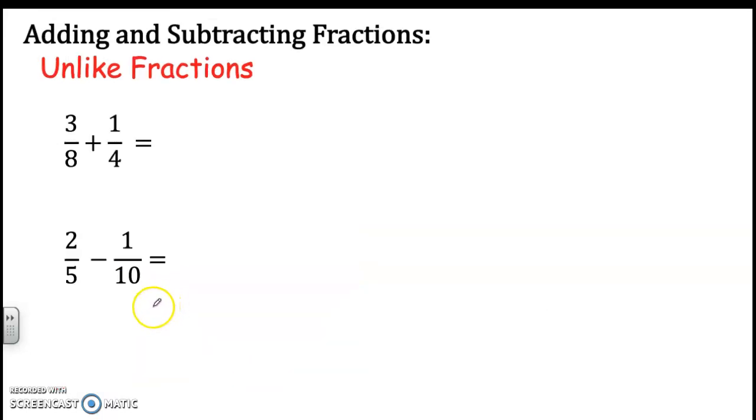All right, let's practice. 3/8 plus 1 over 4. I need to have the same denominator. If you notice, the 8 is bigger than the 4. So let me start with the 4. 4 times 1 is 4, times 2 is 8, times 3 is 12, times 4 is 16, times 5 is 20. All right, a couple multiples. Let's go with the second denominator.